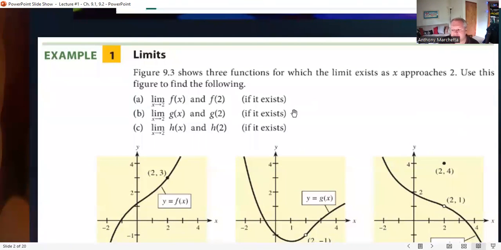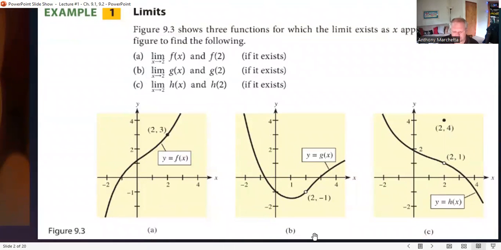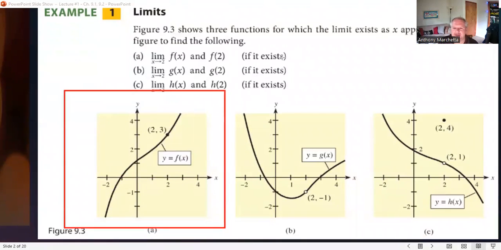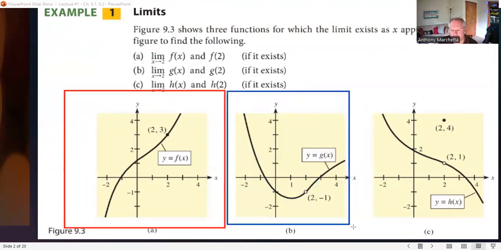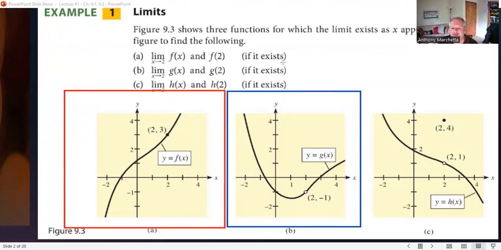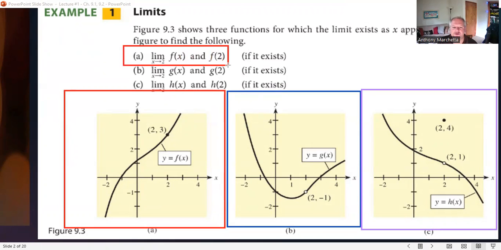I'd like to introduce you to three characters in my story. My story has three different characters. The first character is going to be f of x, which is this thing here. My next thing is going to be g of x, which is this thing here. And my next thing is going to be h of x, which I'll make purple, this thing right here. Right now, let's focus together on this statement right here. Find the limit as x approaches 2 of f of x, and find f of 2.